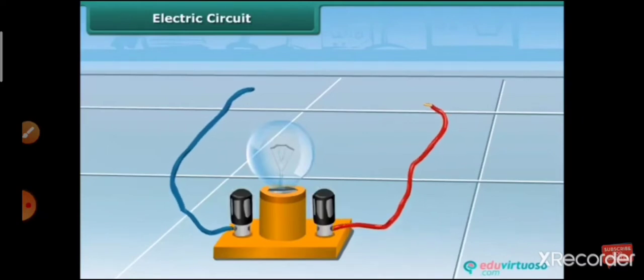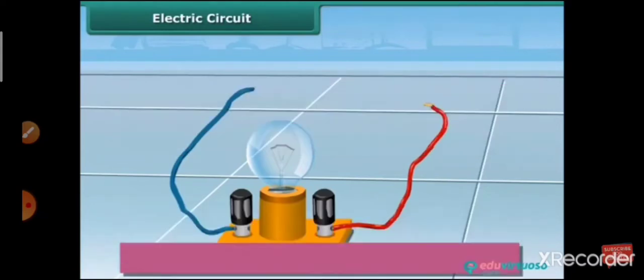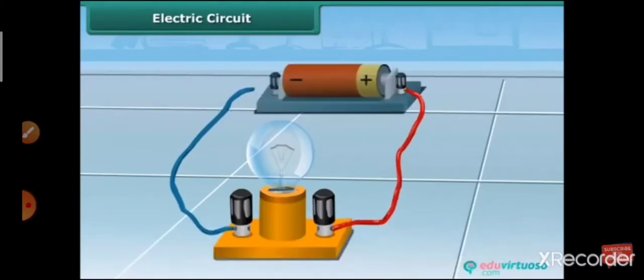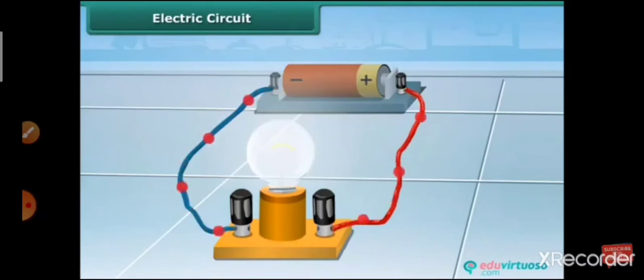Finally, connect the free end of the wire of the bulb holder to the positive terminal of the cell and the free end of the other wire to the negative terminal of the cell. This may be done with the help of a rubber band or an adhesive tape. After the connection, you can see the bulb lights up.